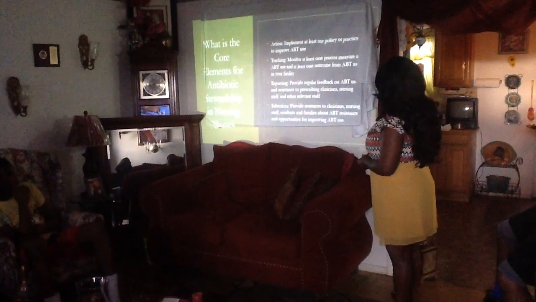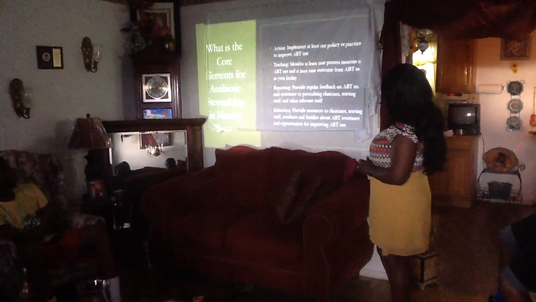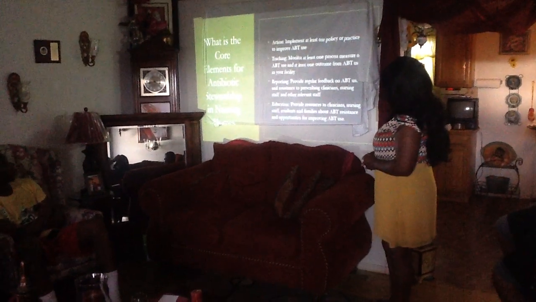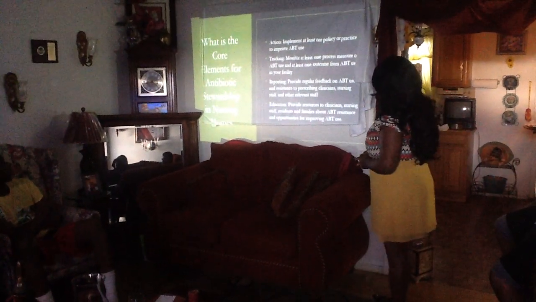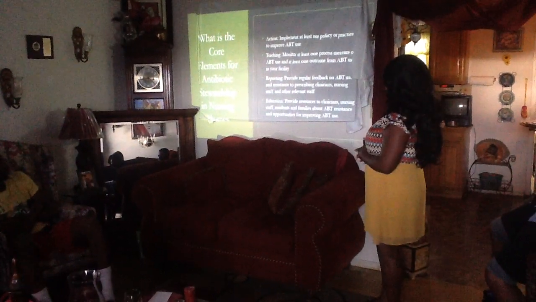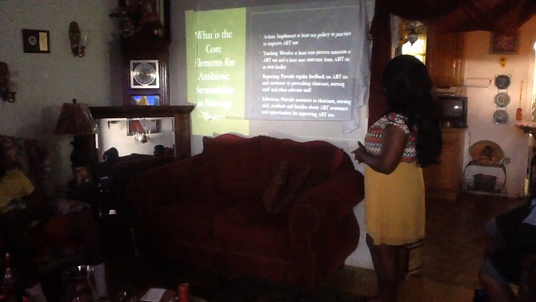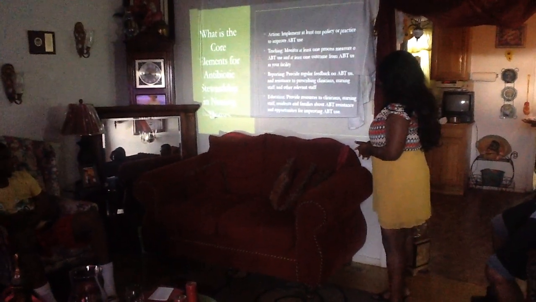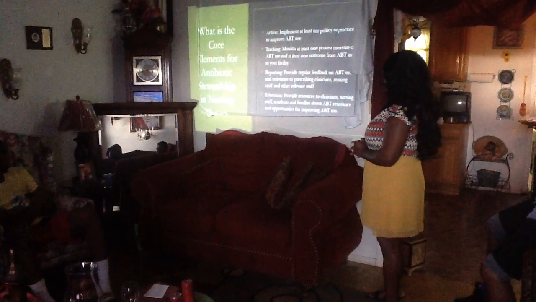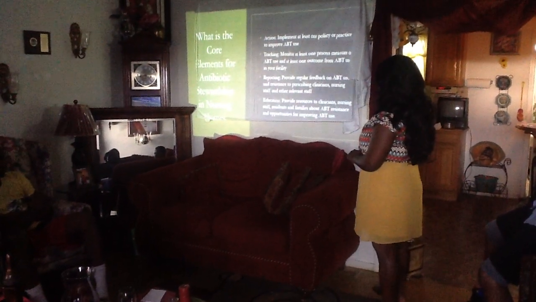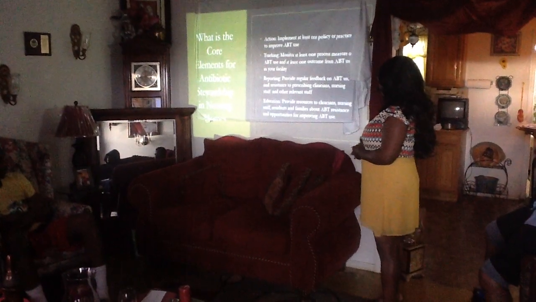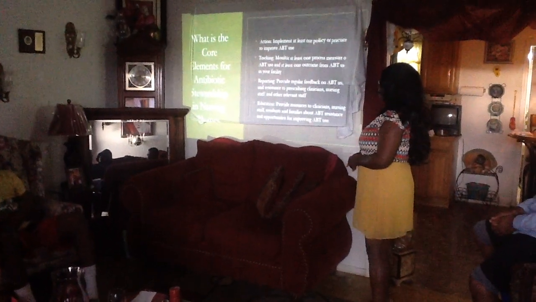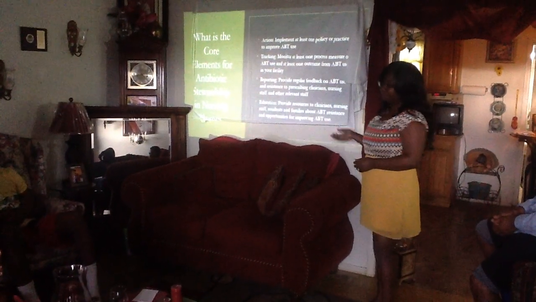Action. Implement at least one policy or practice to improve antibiotic use. Tracking. Monitor at least one process measure for antibiotic use and at least one outcome for antibiotic use in your facility. So you need to know if the implementation is working. Reporting. Provide regular feedback on antibiotic use and resistance to prescribing clinicians, nursing staff, and other relevant staff. And education. Provide resources to clinicians, nursing staff, residents, and families about antibiotic resistance and opportunities for improving antibiotic use.